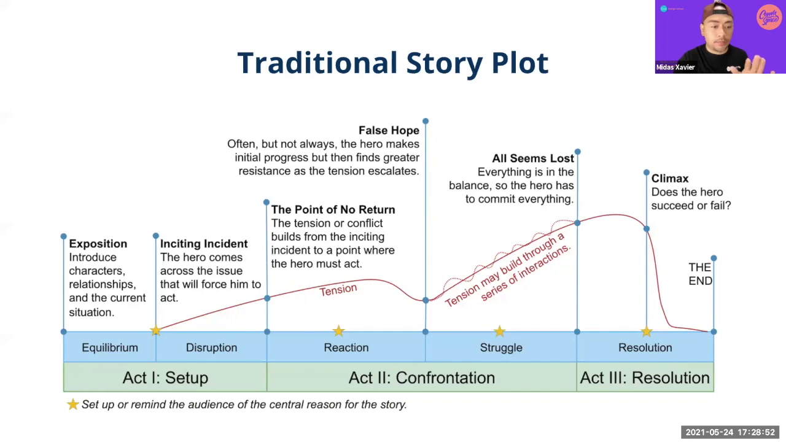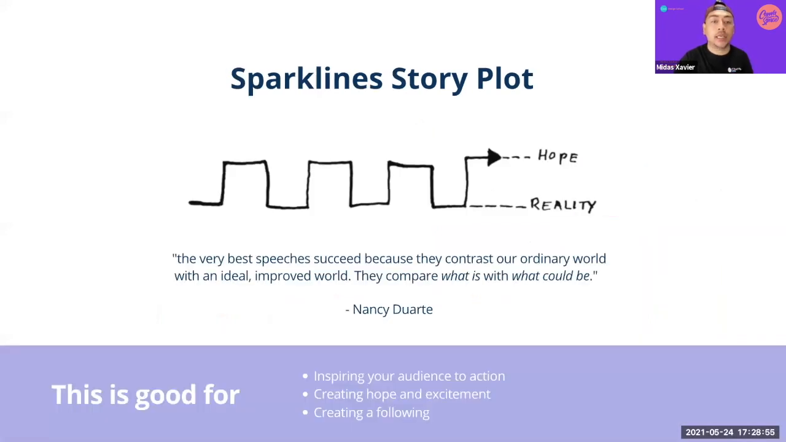Now, let's break this down. This is a sparkline story plot. Sparklines are a way of mapping presentation structures. It says here, by graphic designer Nancy Duarte, the very best features succeed because they contrast our ordinary world with an ideal, improved world. They compare what is and what could be. Also, she said that it is powerless if it stays inside of you, and how it gets presented and communicated matters a lot when it comes to your stories. And again, this creates a contrast in your stories as well. So you have to compare what is and what could be.